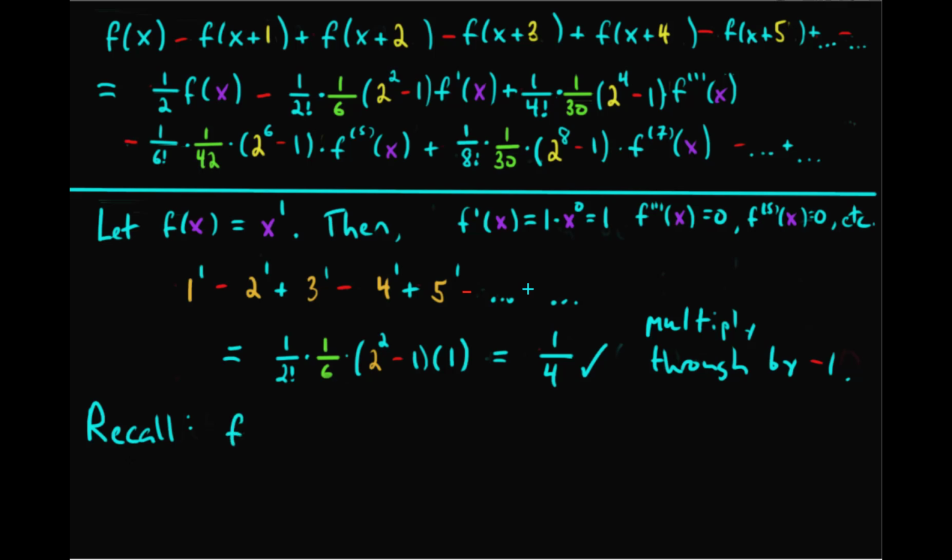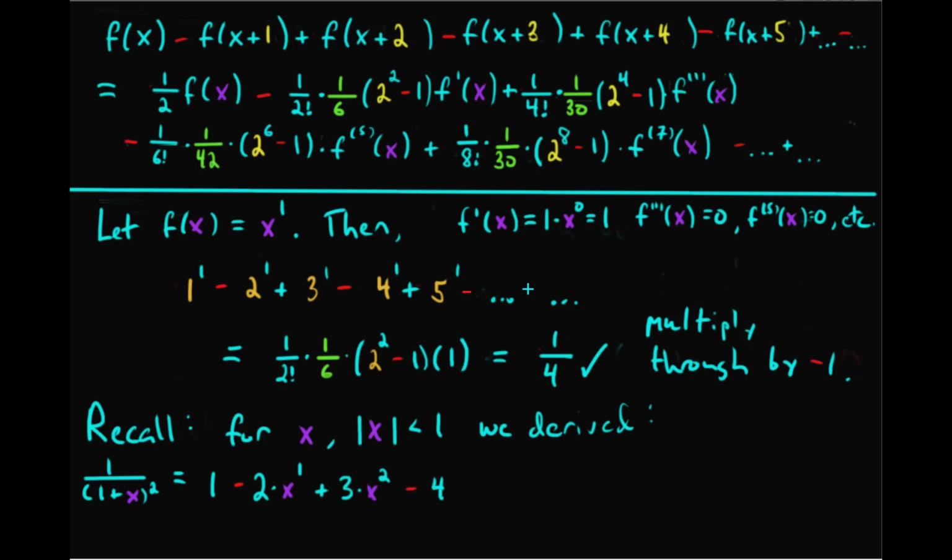Remember that when we first approached this problem, we considered the function 1 over the quantity 1 plus x squared, which is represented in the region where the absolute value of x is less than 1 by the series 1 minus 2 times x to the first plus 3 times x squared minus 4x cubed plus 5x to the fourth minus dot dot dot plus dot dot dot.